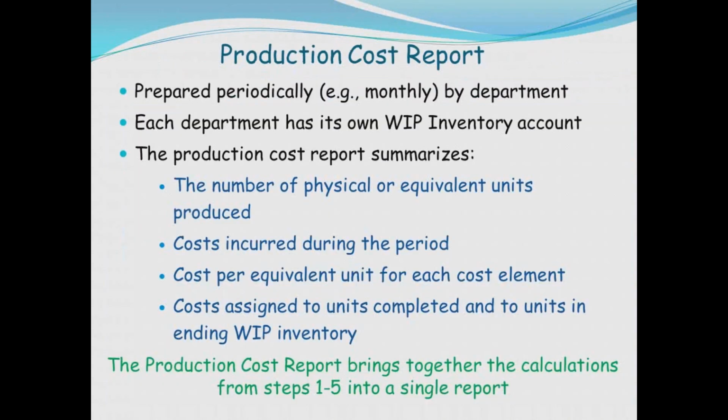And the production cost report, which there is an example of in the text. If I tried to put that example on the screen, the numbers would be so small it would render it completely useless. It brings those five steps together into a single document. And that is the output by department, by period. And so it just brings everything together, and you get to see it.